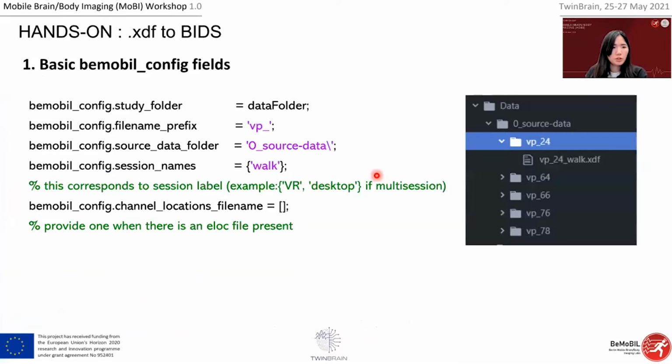So the basic configuration is like the following. The data folder, we already defined it. And then the prefix for the participant folder and participant file name. So these are actually both the file name prefix. In this case, it will be BP underscore. And then the folder that contains source data. And if you have multiple sessions, you can enter the names of your sessions, such as walking and standing or VR desktop. In this example, we just have the walk session. So this is the thing that comes after the numerical ID, underscore, and then the session name.